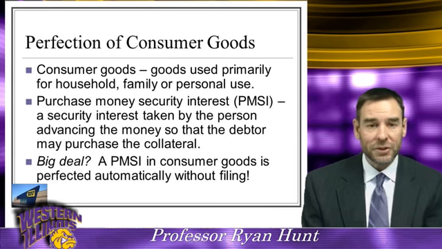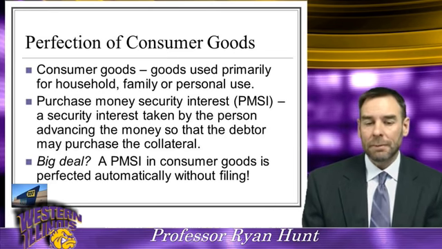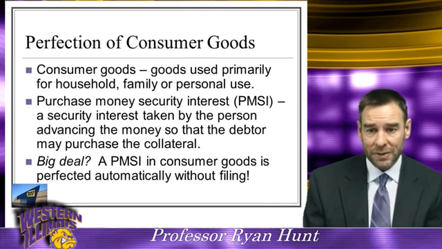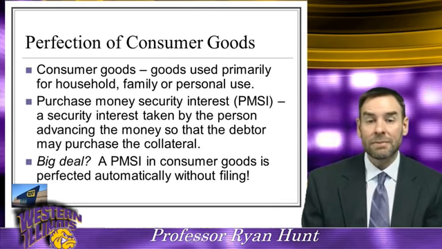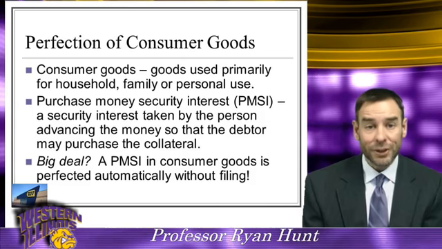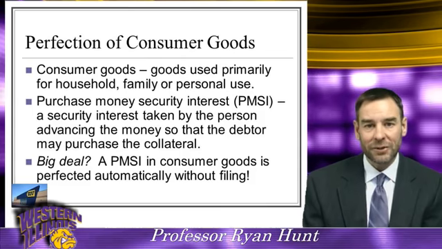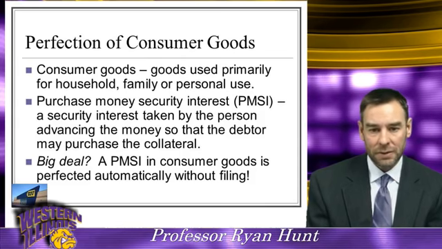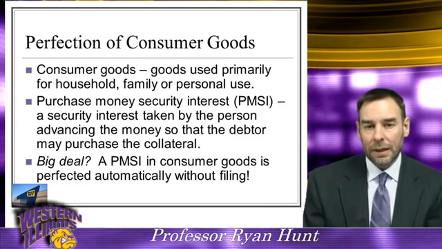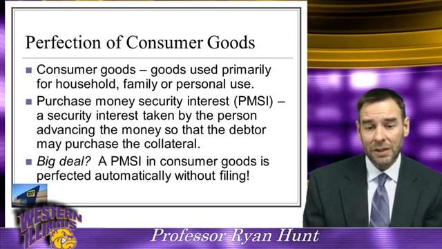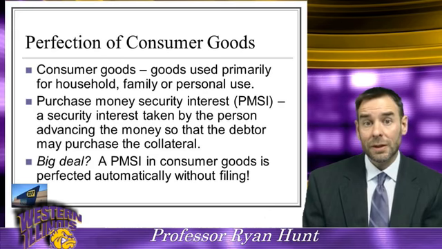Okay, consumer goods. Consumer goods are always a little different. Again, consumer goods are goods used primarily for household purposes. You probably recognize them when you see them. And now we're going to be introduced to a new term and a certain kind of security interest called a PMSI. PMSI is a purchase money security interest. Okay? Purchase money security interest is a security interest taken by the person advancing the money so that the debtor may use the loan, in this case, to purchase the collateral.